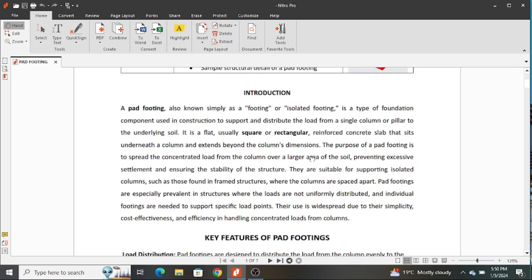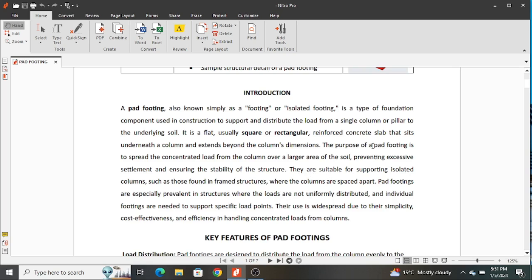These footings are normally suitable to support isolated columns, as we have stated. These isolated columns are normally found in structures like framed structures, where the columns are spaced apart. Pad footings are especially prevalent in structures where loads are not uniformly distributed, and individual footings are needed to support specific point loads. That is, in a structure, you can have different columns having different pad footings distributing loads to the soil.